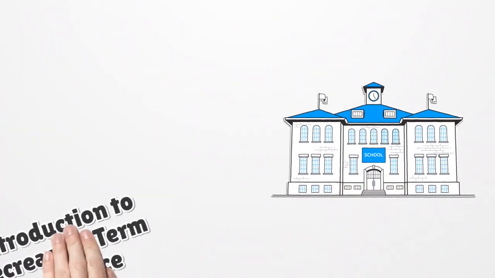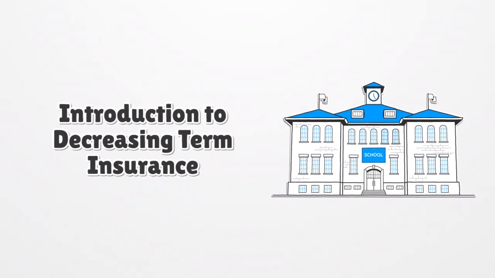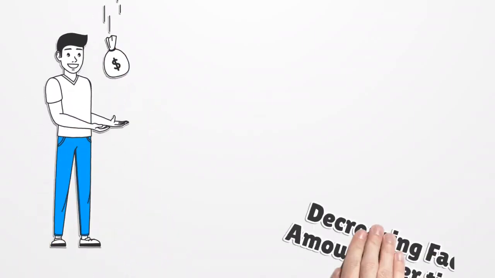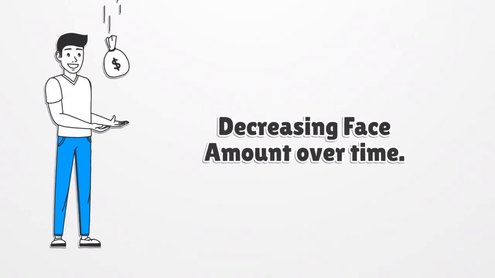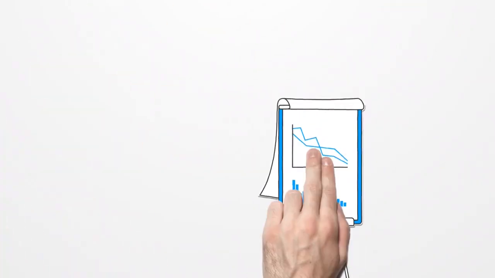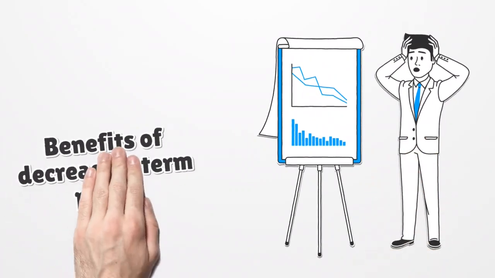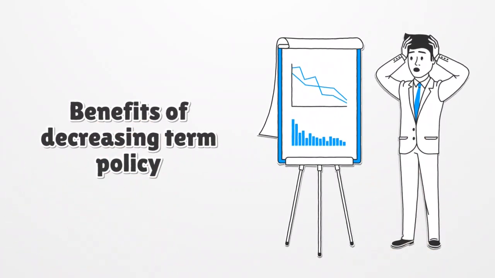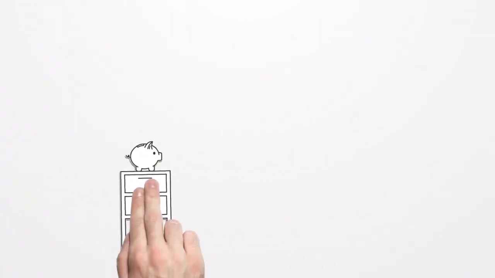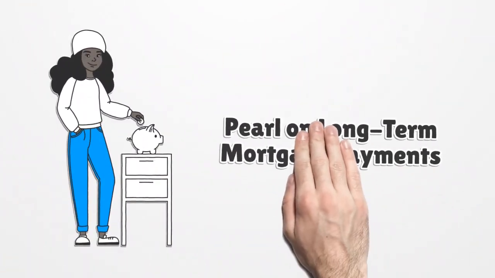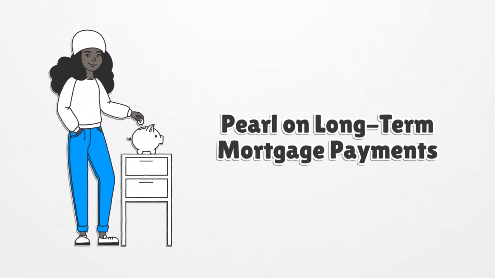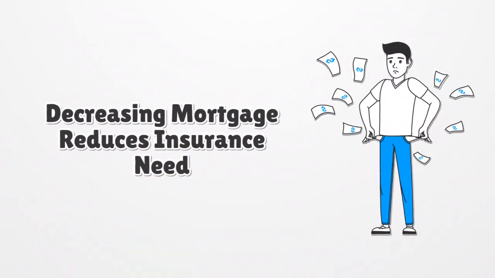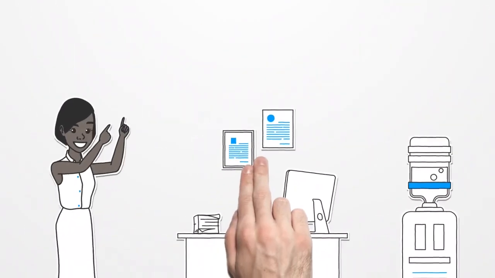Finally, we have decreasing term. In this case, the face amount decreases over time. Why might someone choose a decreasing term policy? Maybe if they have a mortgage that they're paying off over time? As the mortgage balance decreases, so does their insurance need. That's a great example, Pearl.